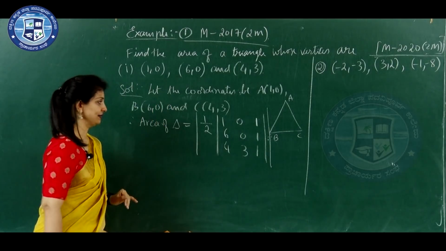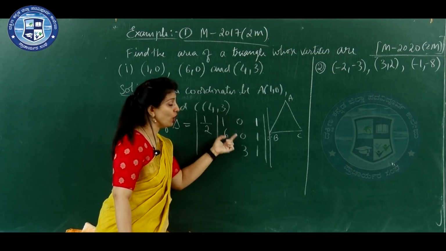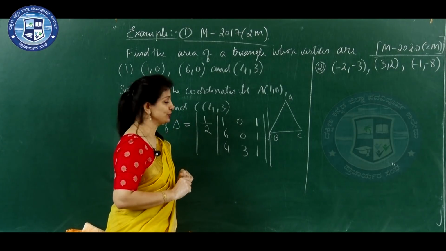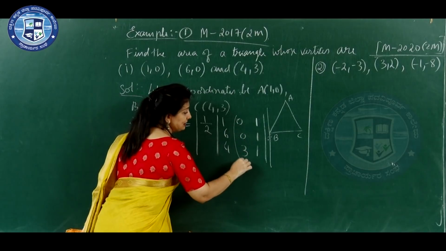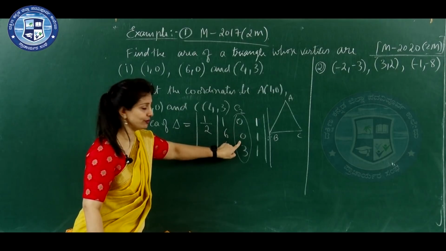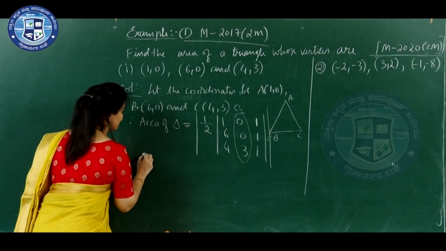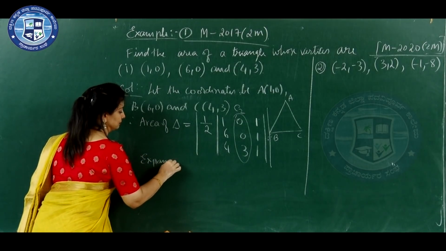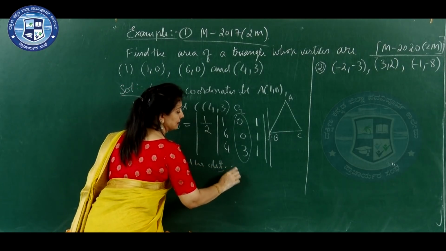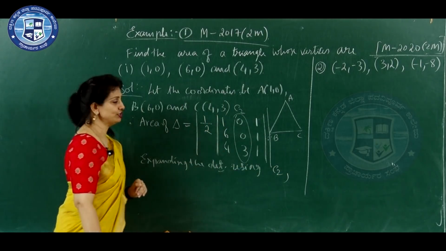Now, expanding it. Always look at this determinant carefully, students. Whichever row or column has maximum zeros, expand along that row or that column. Look at this, here the second column C2 has maximum zeros, 2 zeros. So, expand this using the second column. So, expanding the determinant using the second column C2, what do we get?